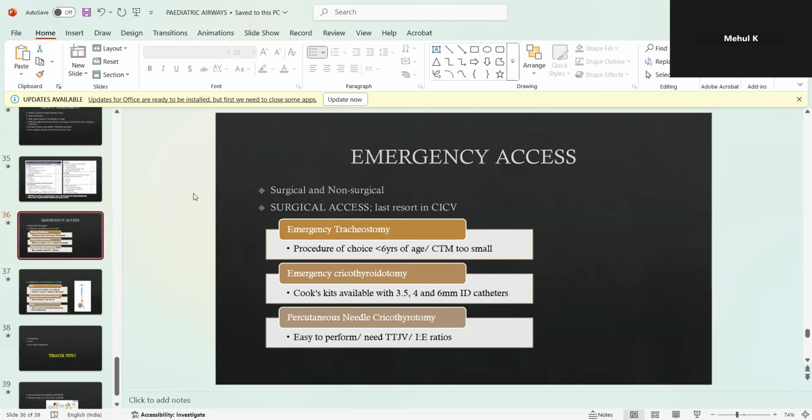Emergency tracheostomy is the procedure of choice in age less than 6 years of age because identifying the cricothyroid membrane, especially in an emergency setting, is difficult. It's too small to be identified. An emergency cricothyroidotomy can still be done if you have got the kits with the 3.5 or 4 mm ID catheters.